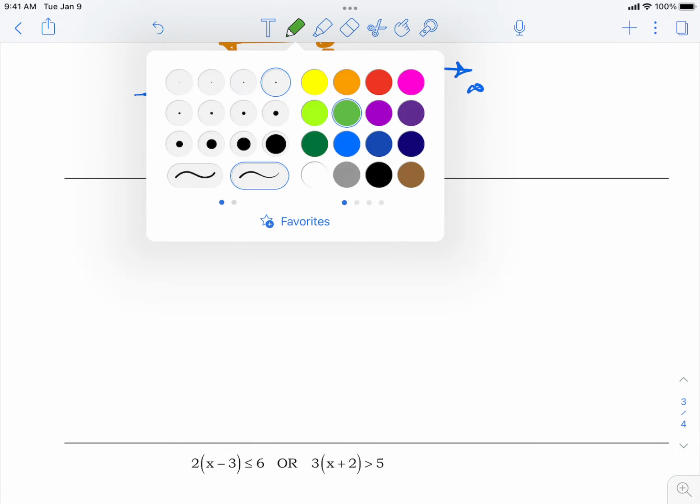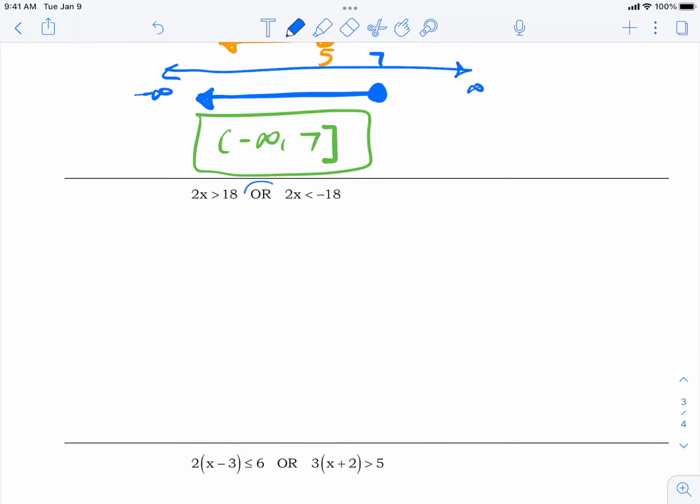Okay, let's do this one. Again, the word or tells you that you're building a Pokemon set. Add to both sides by 2. Divide both sides by 2. x is greater than 9. Where's that? All numbers greater than 9. Strictly greater than. Open circle, go to the right, greater than. Okay, that's where 9 is.